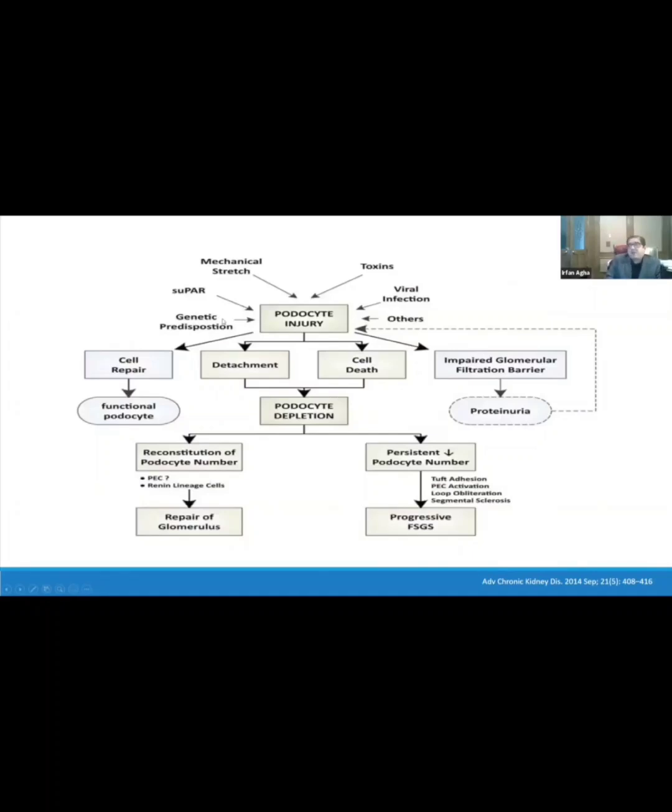So you may have a genetic predisposition to developing podocyte injury. You may have a circulating factor, be it SUPAR or some other yet unknown factor, mechanical issues like stretch in cases of hypertension, toxins, infections, etc., etc. All of these are going to cause podocyte injury. The podocytes are going to get into trouble. Some of them will detach. Some of them will die, and you'll have podocyte depletion.